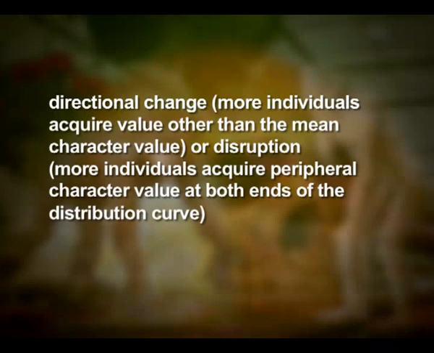Natural selection can lead to stabilization, in which more individuals acquire the mean character value; directional change, in which more individuals acquire a value other than the mean character value; or disruption, in which more individuals acquire peripheral character values at both ends of the distribution curve.